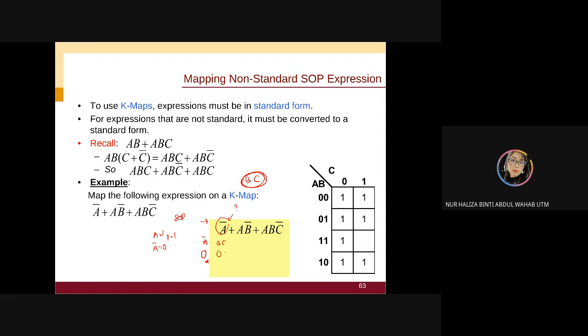B can be 0, C can be 0. B can be 0, C can be 1. B can be 1, C can be 0. B can be 1, C can be 1. This is the possible combination of B and C that is missing. So what I can do, this one is fixed because A bar, right? I combine with this, this, this, and this. I'm going to get 0, 0, 0, 0, 0, 1, 0, 1, 0, 0, 1, 1. All these scenarios, I'm going to get output of 1.